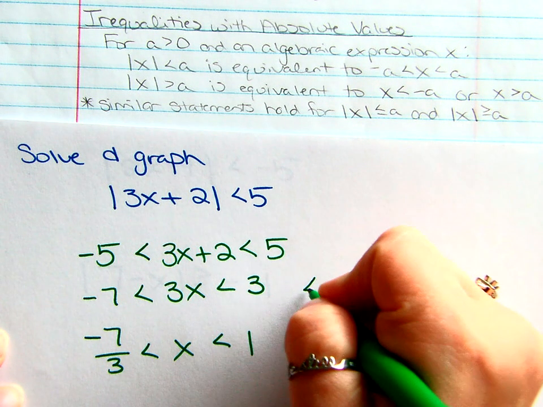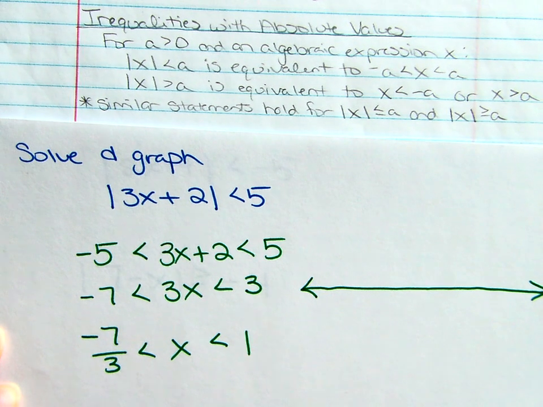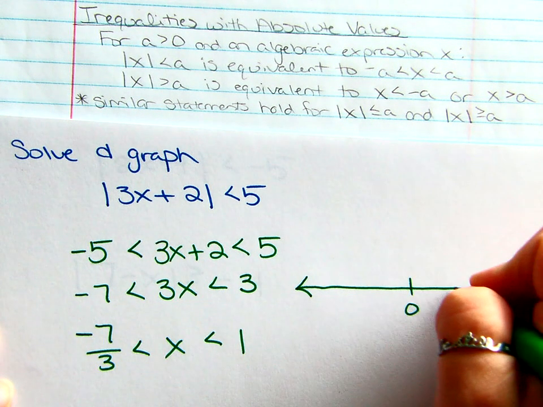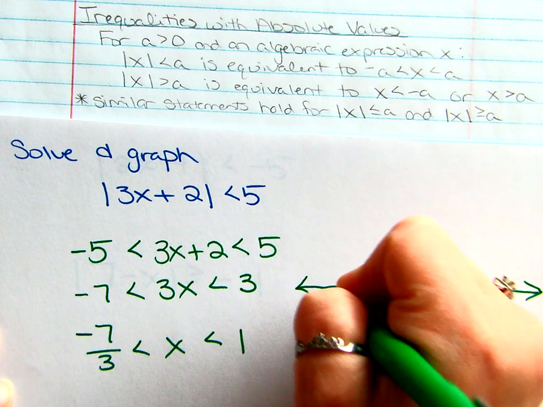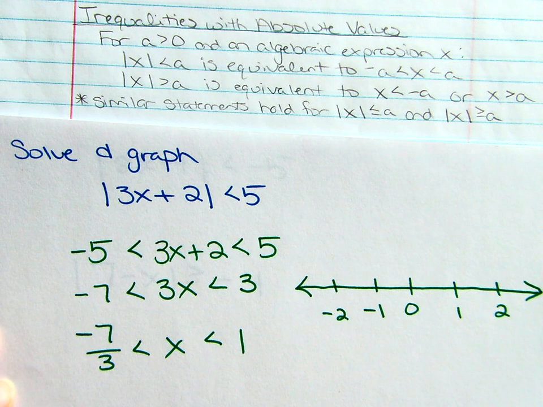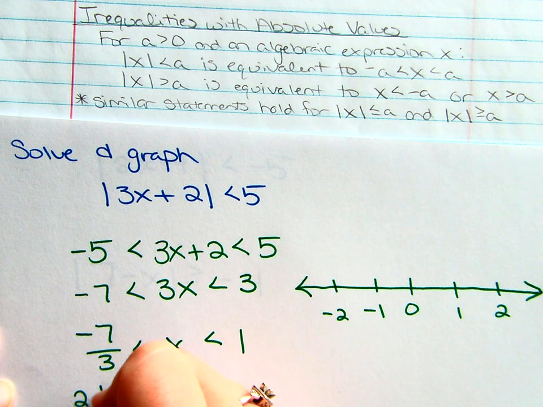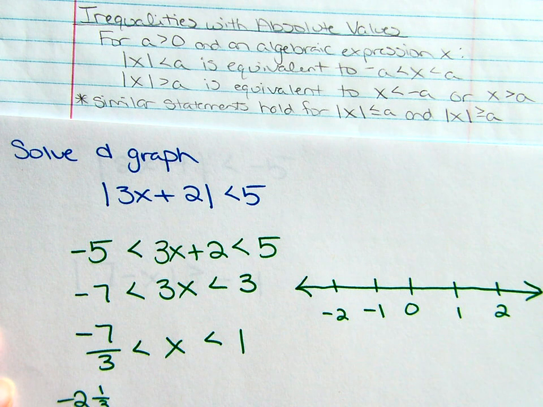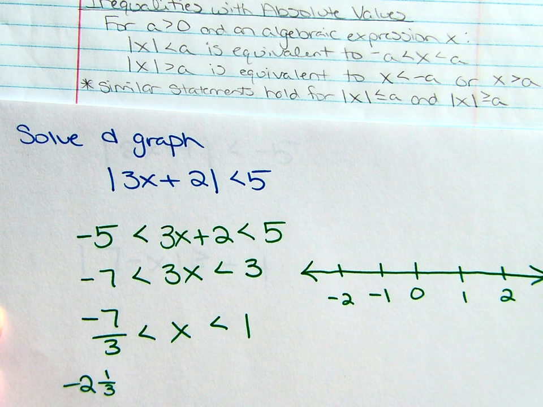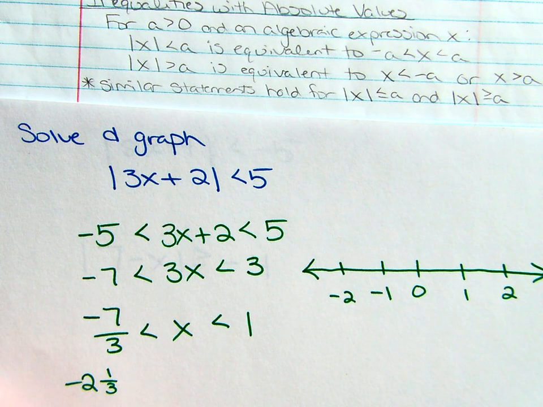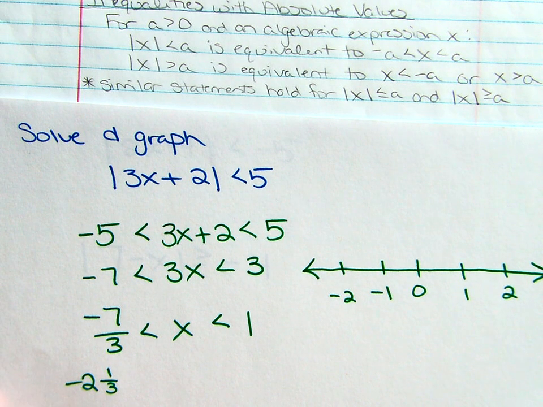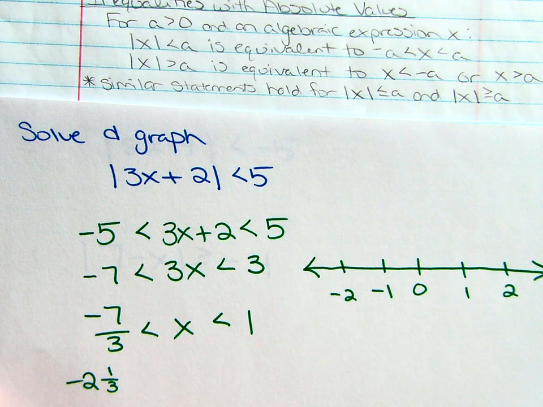Now, it does say graph it, so I'm going to make a number line over here. Put 0 in the middle, 1, 2, negative 1, negative 2. Negative 7 thirds is like negative 2 and 1 third. Am I going to use open circles or closed circles? We use open circles because it's less than. If it's less than or equal to, we use closed circles. Just to not make it muddy, I'm going to use parentheses, though. Open circles are the same thing as parentheses, whereas closed circles are the same thing as brackets.